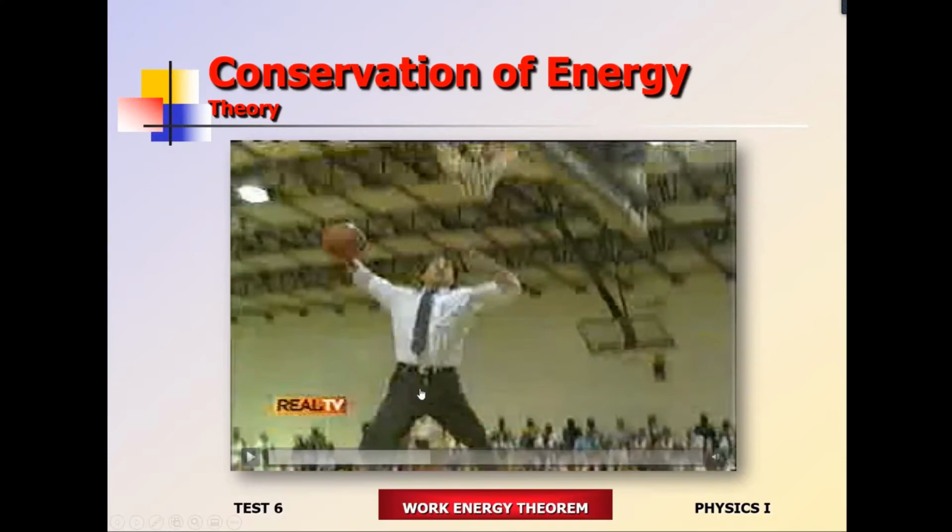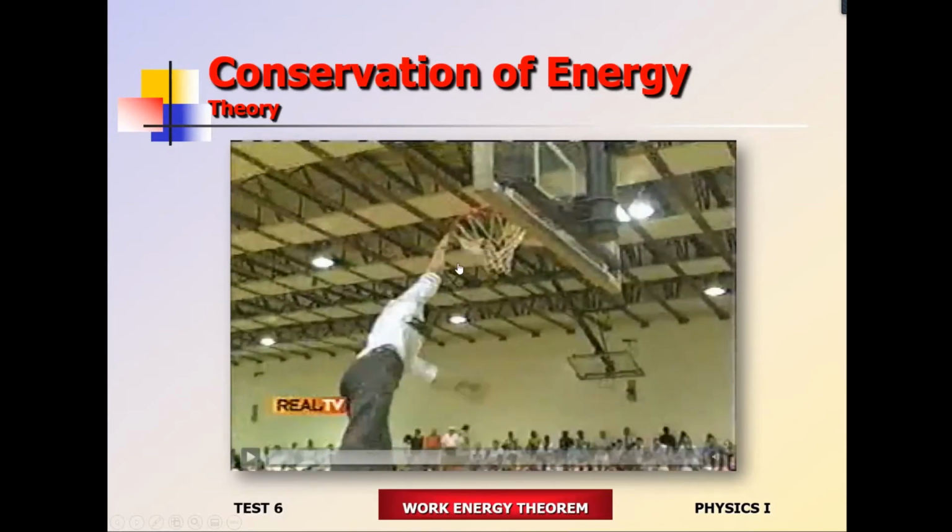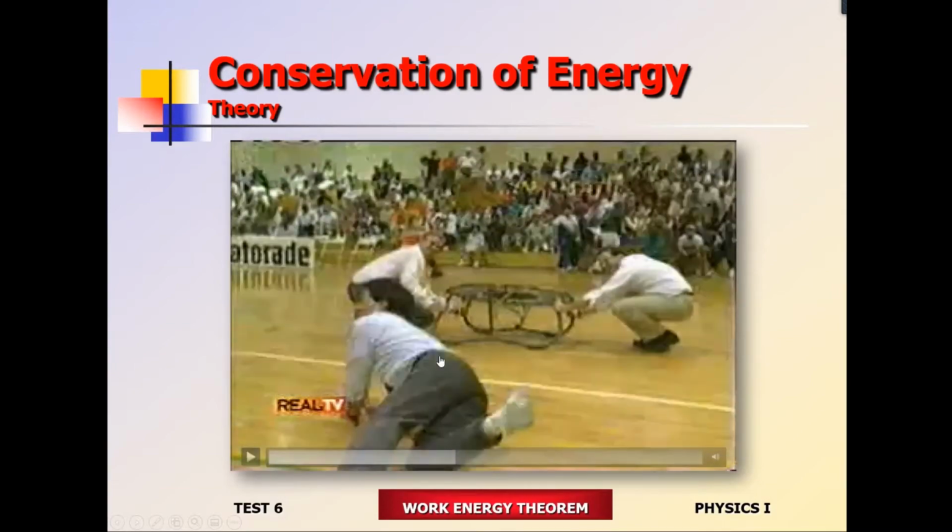Gravity is influencing the motion. So gravity is going to take his kinetic energy and turn it into potential energy. And then now he's got potential energy. He's trying to hold on to it at this point. And then as soon as he lets go, once again, gravity is going to take his potential energy and turn it into kinetic energy.